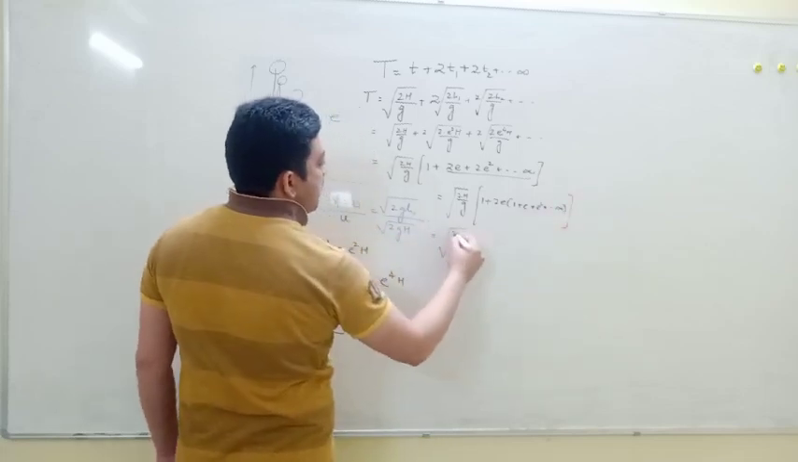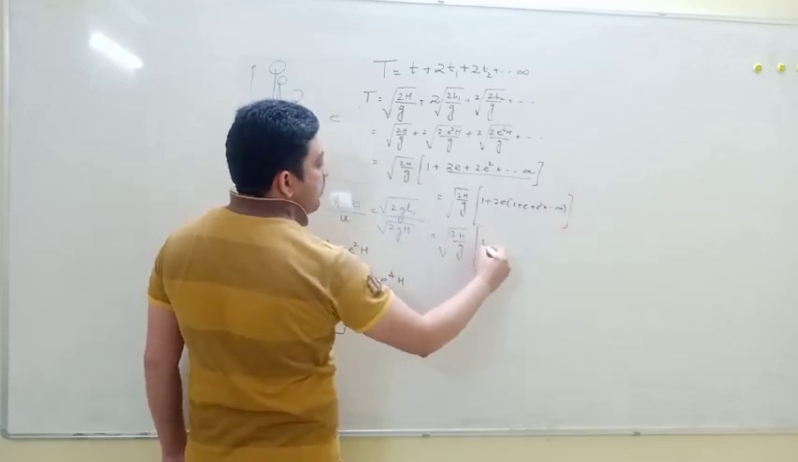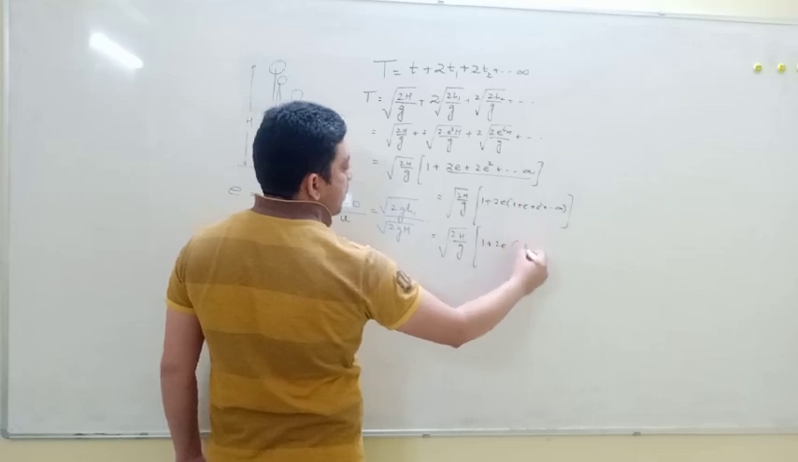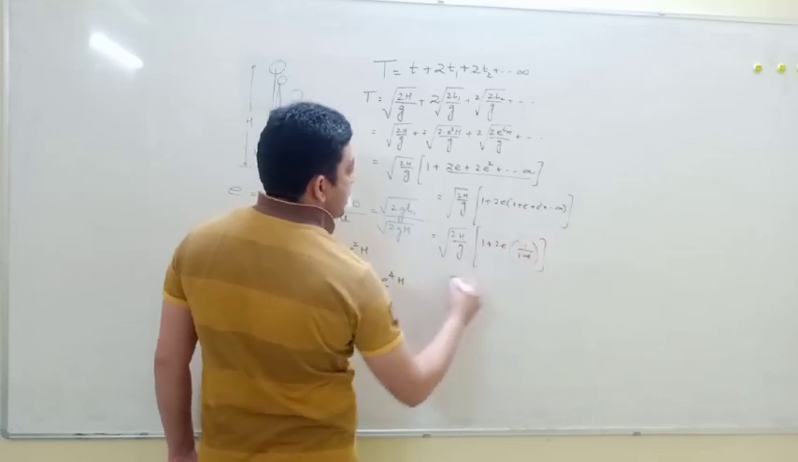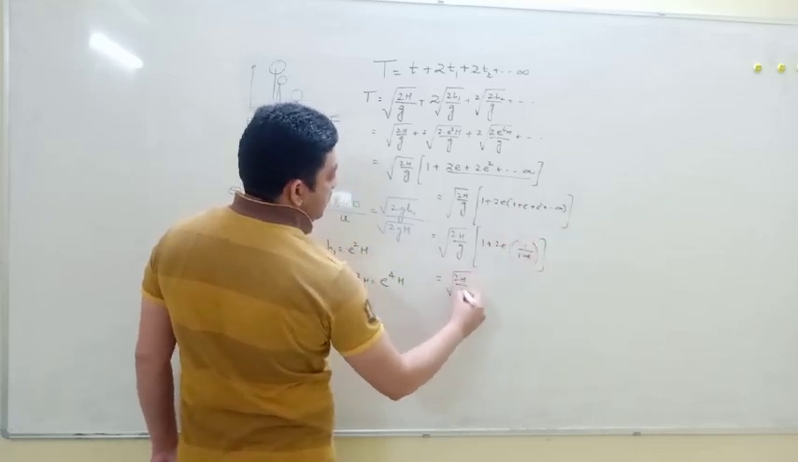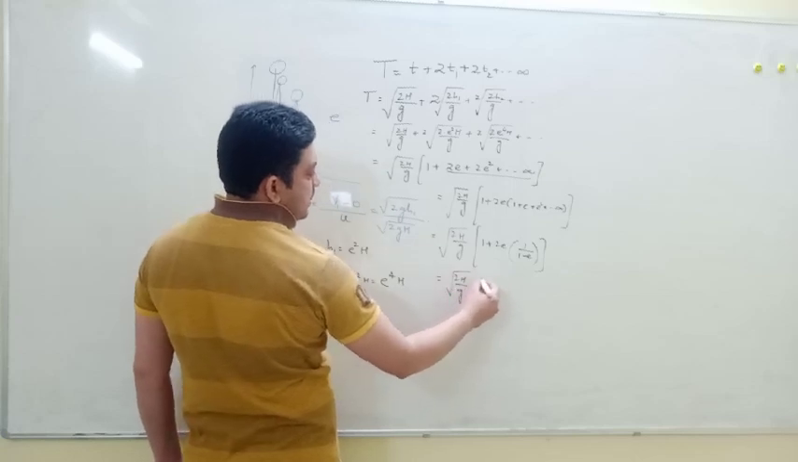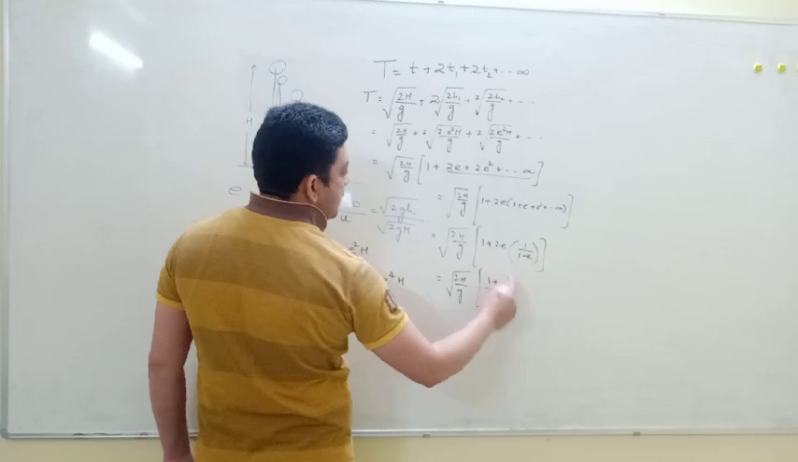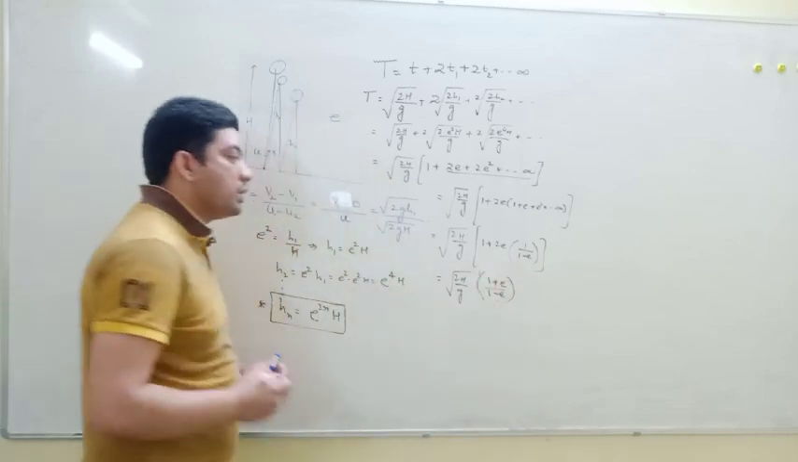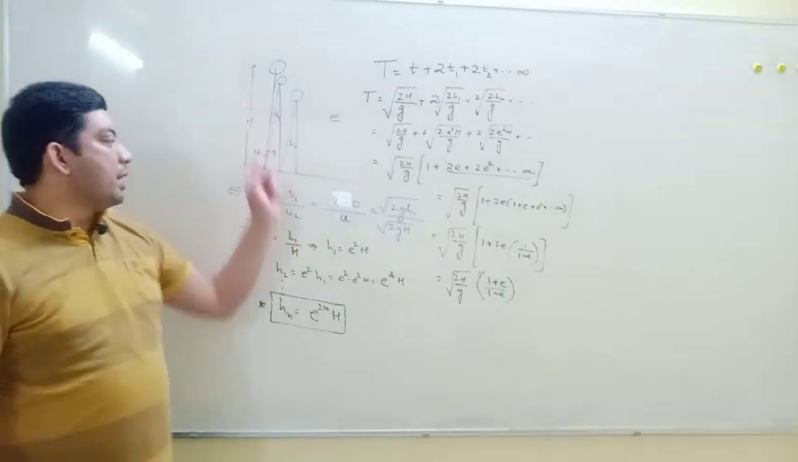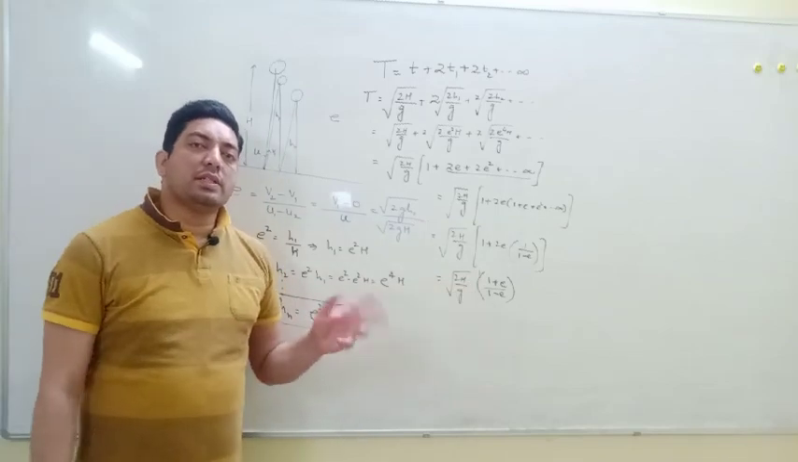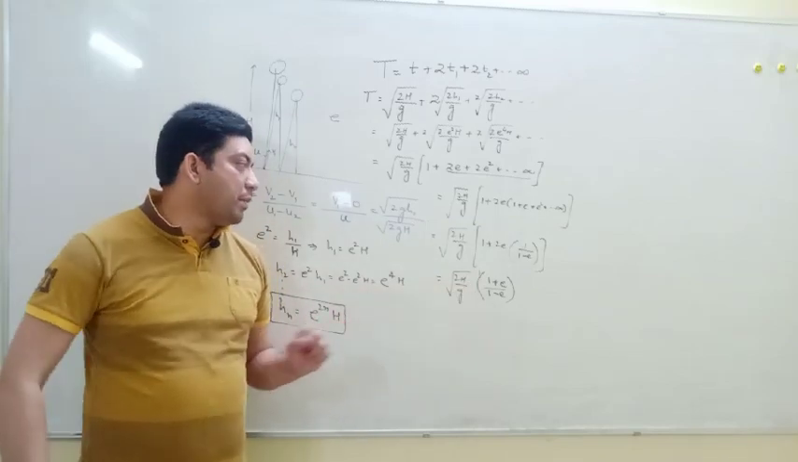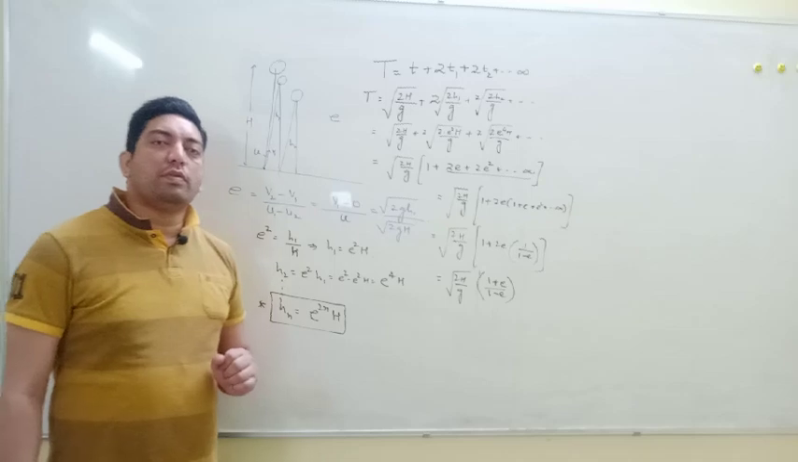Now using geometric progression, we know that the sum of an infinite series is first term upon 1 minus common ratio. So it will be root of 2H by g times, once you take LCM, 1 plus e upon 1 minus e. So you can just take the first time and multiply it with 1 plus e and divide it by 1 minus e. You will get the total time of journey.